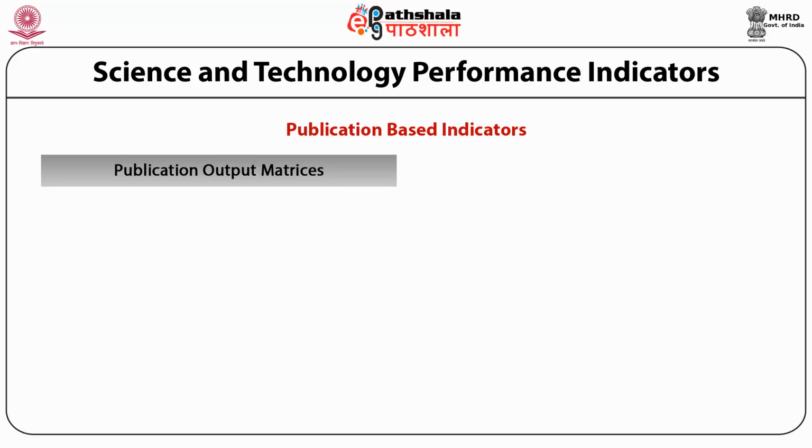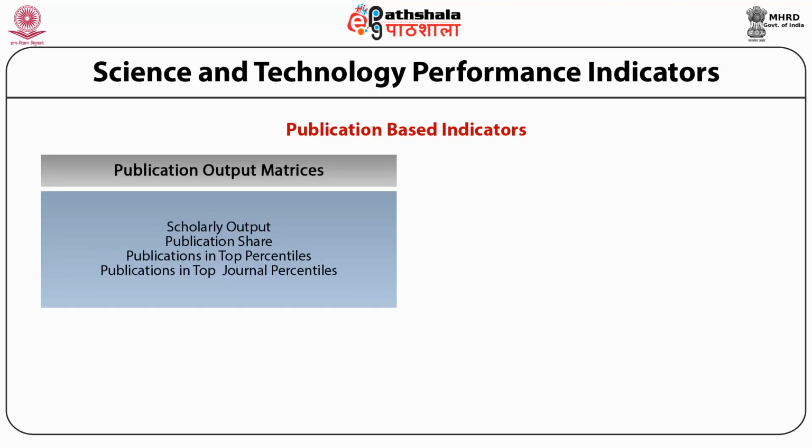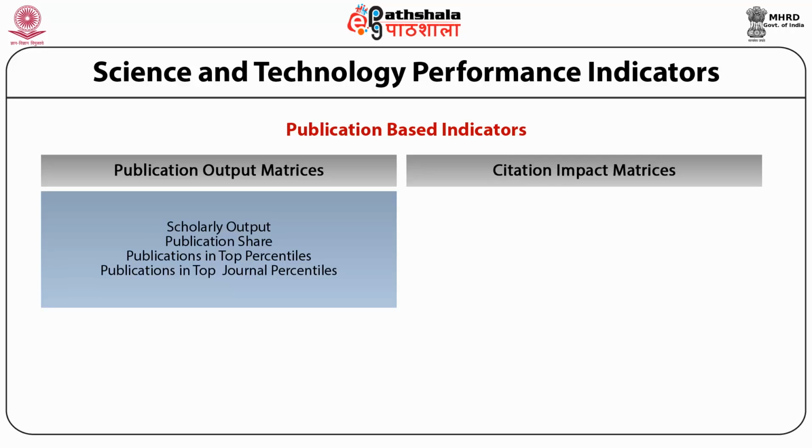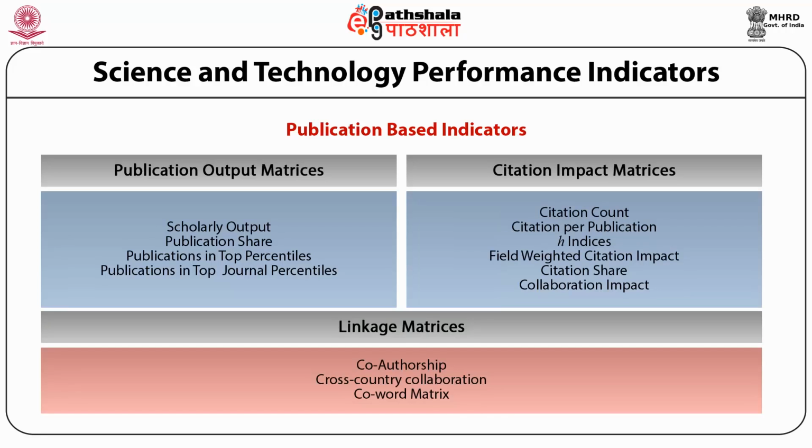We have categorized them under three categories for intellectual understanding. Publication output matrices include scholarly output, publications share, publications in top percentile journals, and the top percentile of the overall publication output in a field. Citation impact matrices include indicators of citation count, citation per publication, and H indices.